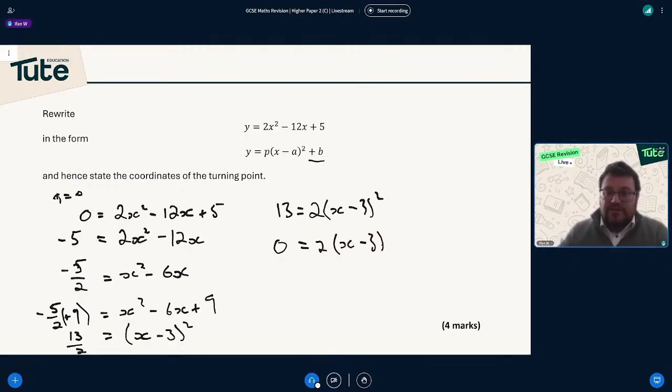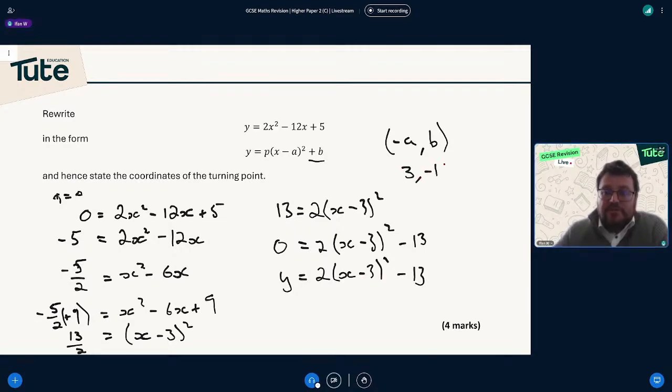Now, it's not exactly what I got, but if I remember, I stated that y was equal to 0, and they have got 0 here again. So y would be equal to 2(x take away 3) all squared take away 13. Hence, this states the coordinate of the turning point. The coordinate of the turning point would be negative a, b. Well, negative a is the negative of negative 3, which is 3, and b is negative 13.